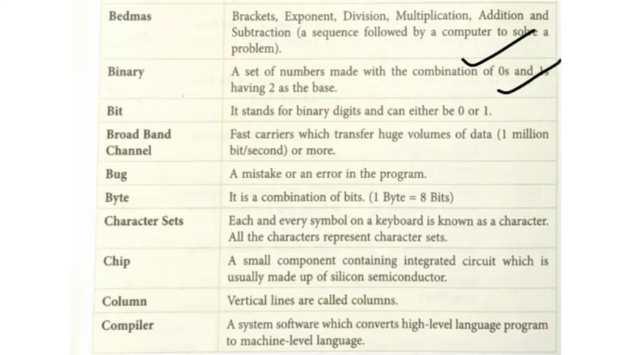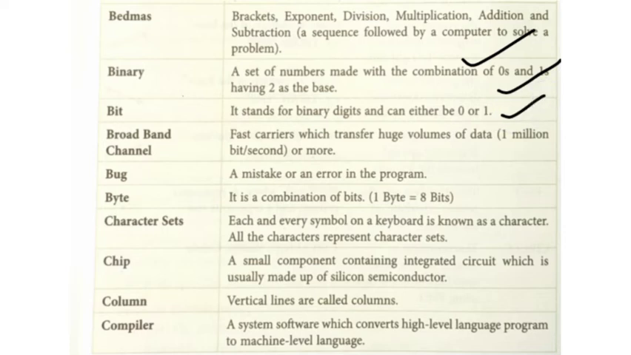Next is bits. Bit stands for binary digit, and this can be either 0 or 1. Again, when you are talking about a combination of any sequence with 0 and 1, it is called binary digits, and when you are singly taking 0 or 1, that single portion is called a bit.